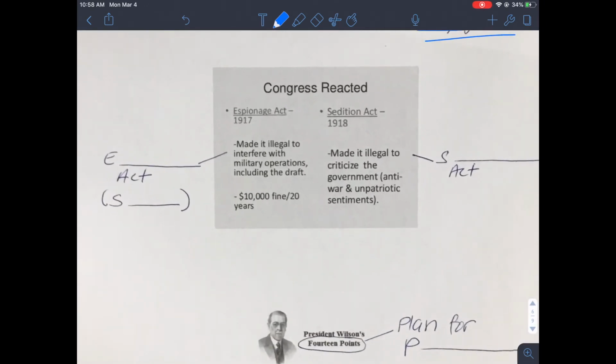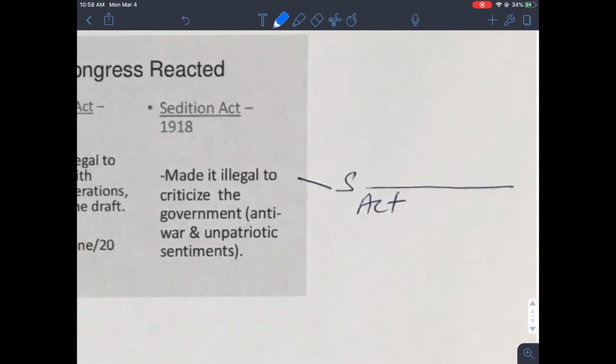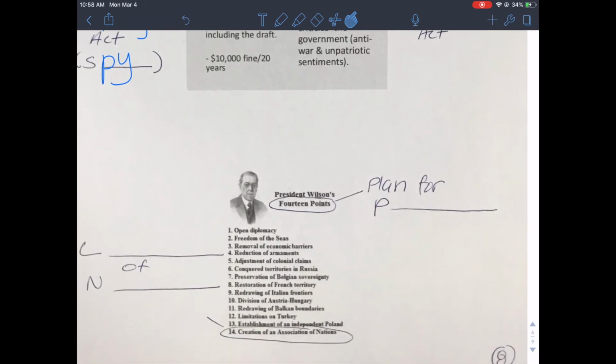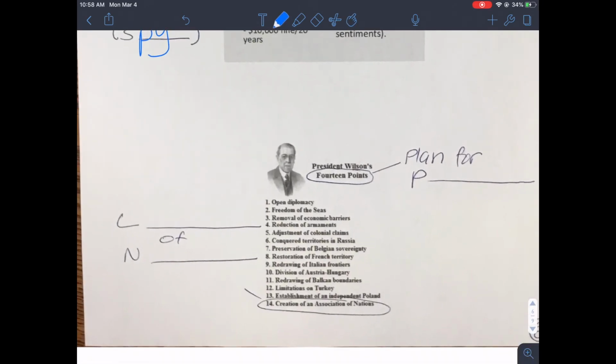Congress passed the Espionage Act, which had to do with spying. They made it illegal to interfere with military operations, including the draft. If anybody tried to stop the draft or protest against it, they could get arrested. One of those was Schenck, in the court case Schenck versus the U.S. He was arrested for trying to stop the war. The Sedition Act, which we've learned about, is when you say something negative about your government. Those laws are still on the books, and sometimes people get arrested for that.